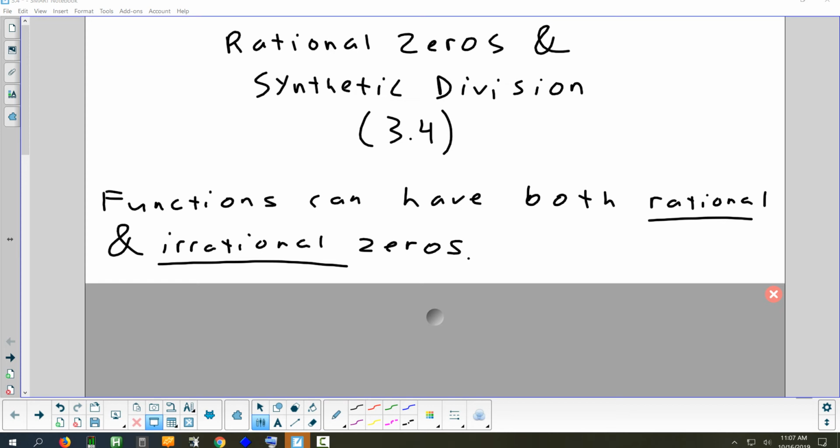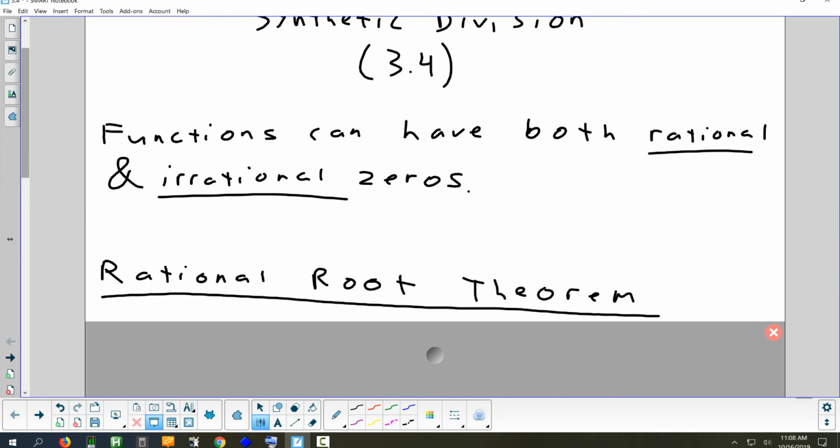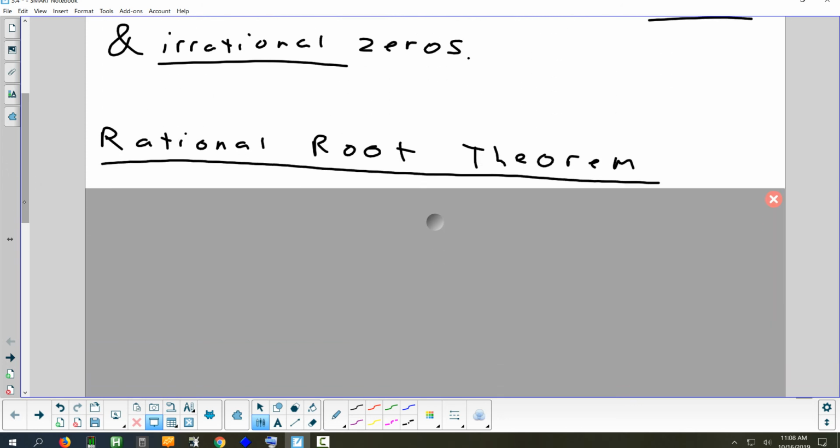Okay? So I'm going to show you how to find where a graph would cross the x-axis if the answer is a fraction. If the answer is not a fraction, this isn't going to help. But if it's a fraction, I'm going to show you how to find it. And what this theorem basically involves, the big picture here, is we make a list of options. Then we use the graphing calculator.